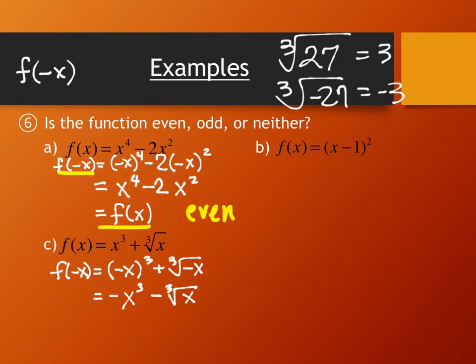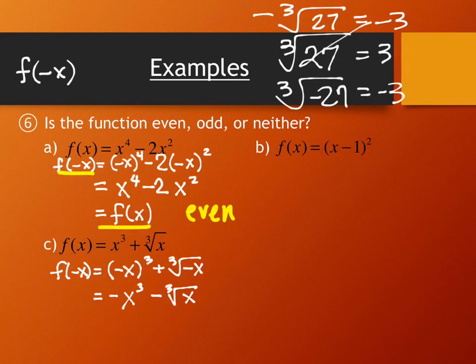This is the exact same thing that would have happened if I said, okay, well, let's just put a negative in front of the 27. And I would have gotten a negative 3 just the same way. So we don't do the i thing? It's not square roots. This is a cube root. Yeah, imaginary numbers come about with square roots, not cube roots.